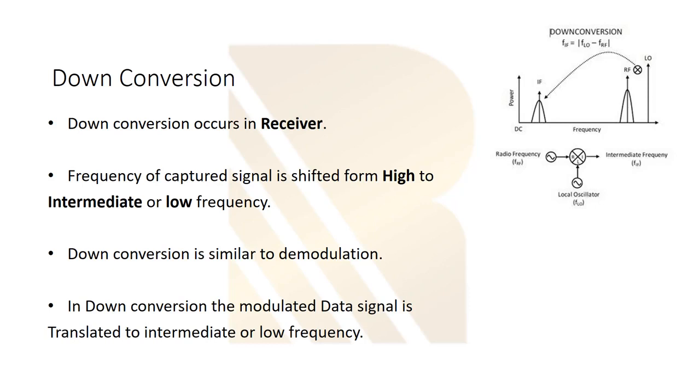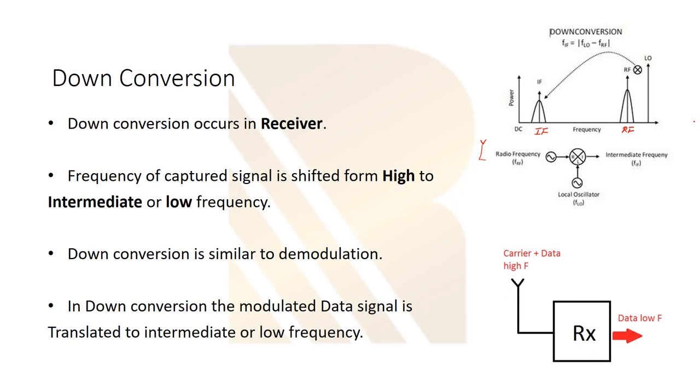So we have a radio frequency signal here, as you see in this part. Here we have a mixer, and we capture this radio frequency from the antenna. After being amplified, it's mixed by the local oscillator here, and with this operation we are able to shift the data back to the low frequency. This is the intermediate frequency, which we call IF. This is the modulated data which is captured by the antenna. So in down conversion, the modulated data signal is translated to intermediate or low frequency.